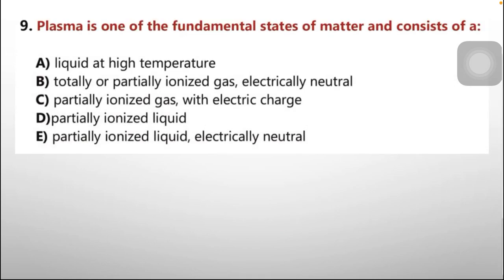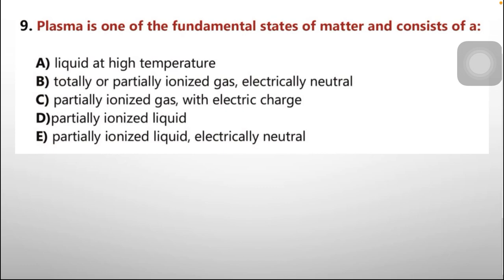Moving on, question number 9. Plasma is one of the fundamental states of matter and consists of a. Options are: A. Liquid at high temperature. B. Totally or partially ionized gas, electrically neutral. C. Partially ionized gas with electric charge. D. Partially ionized gas. E. Partially ionized gas, electrically neutral.